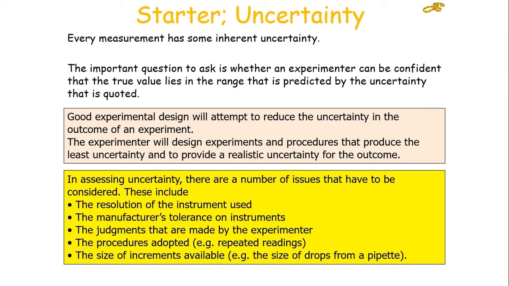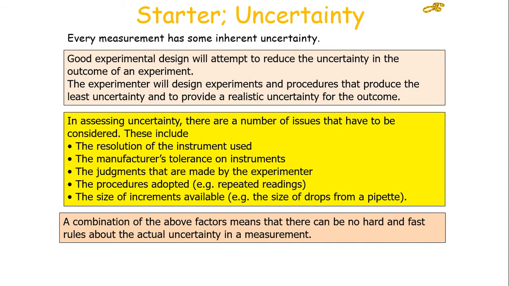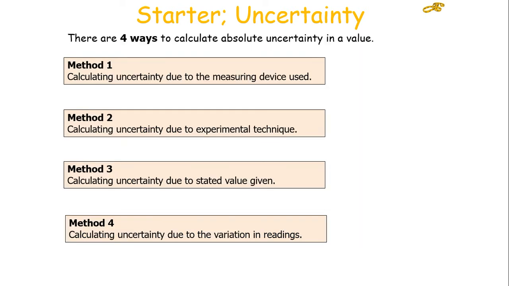The resolution of the instrument used, the manufacturer's tolerance on the instruments, the judgments that are made by the experimenter, any procedures that you adopt, for example repeated readings, and the size of the increments available, e.g. the size of drops from a pipette. Now, a combination of the above factors means that there's no hard and fast rule about the actual absolute uncertainty in a measurement. However, there are 4 different ways we can calculate absolute uncertainty in a value.